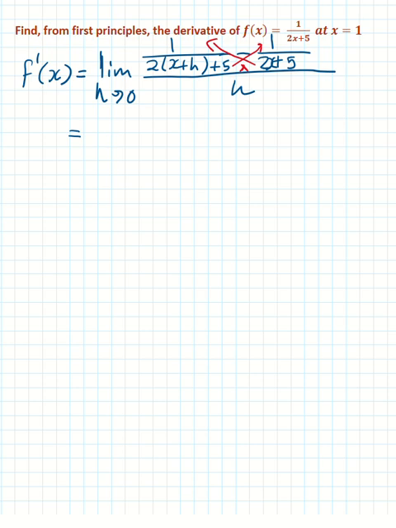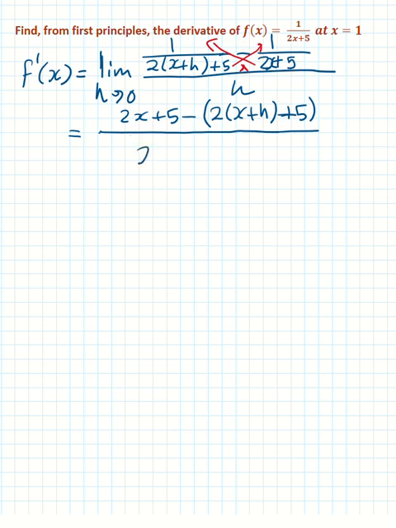So that's going to be 2x plus 5 minus, and then bracket all of that, 2x plus h plus 5, close the bracket, and then over 2 bracket 2x plus h plus 5, and then bracket 2x plus 5. All of that is going to be times by 1 over h. And I forgot the limit here.